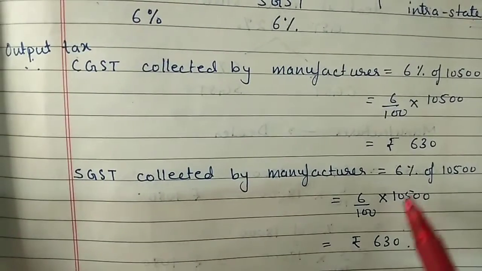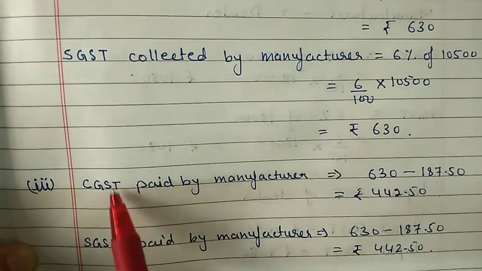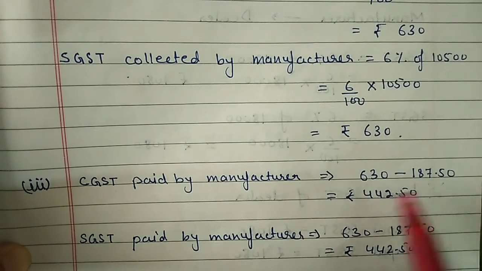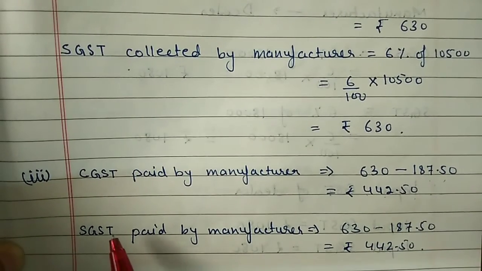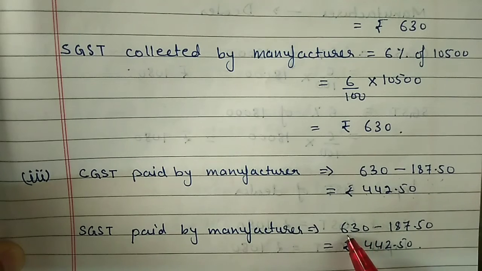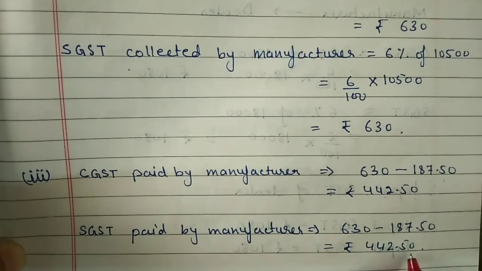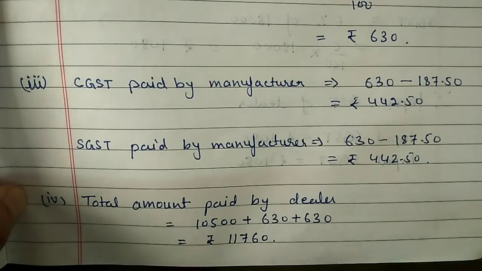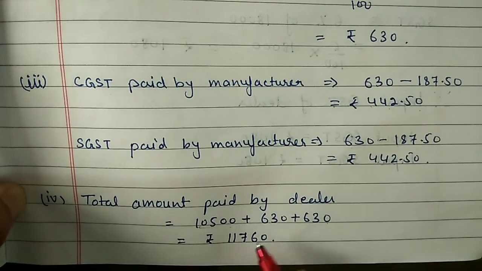Now the difference between output and input, that the manufacturer has to pay again. So CGST paid by the manufacturer will be 630 minus 187 rupees 50 paise equal to 442 rupees 50 paise. SGST paid by the manufacturer will be the same, 630 minus 187 rupees 50 paise, 442 rupees 50 paise. Next, fourth part, total amount paid by the dealer. So total amount will be selling price plus CGST plus SGST equal to 11,760 rupees.